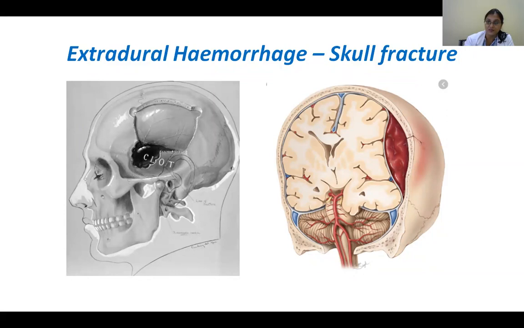That is called the lucid interval. So the most important thing to be done is that this particular clot has to be drained. Usually we approach through the pterion, because that is the weakest point. You can drill a burr hole, remove that bleed, and then the patient is fine.